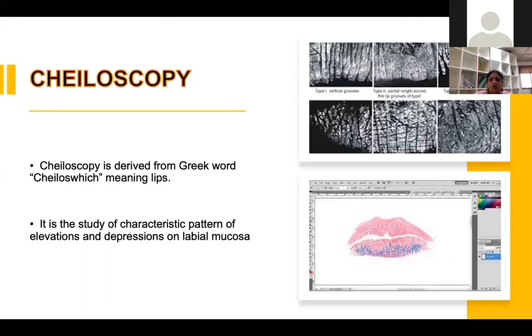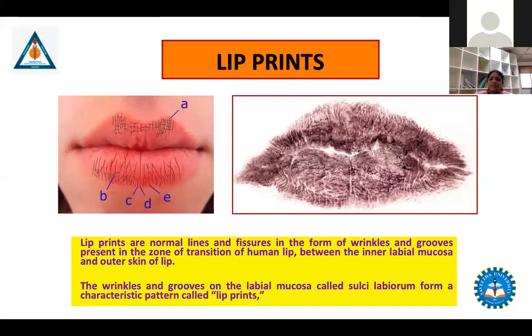So now let's move on to cheiloscopy, which is a Greek word, cheilos, meaning lips, and scopy is examination or study. So the study of the characteristic pattern of elevations and depressions found on the labial mucosa is cheiloscopy. And lip prints are normal lines and fissures in the form of wrinkles and grooves, as you see, present on the upper and lower lip, almost in the zone of transition, that is between the inner labial mucosa and the outer skin.